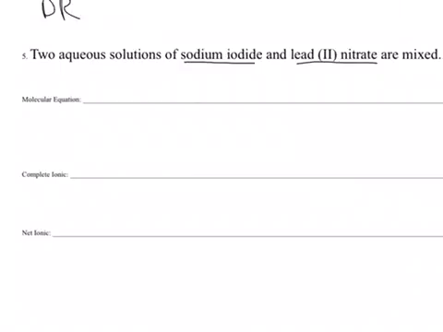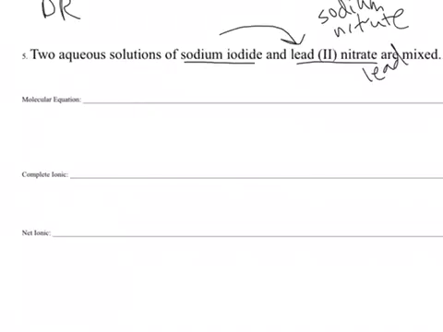So we know that we are going to have sodium and lead switch places, because metals will switch places in a double replacement reaction. That means the products will be sodium with nitrate and lead with iodide. All right.